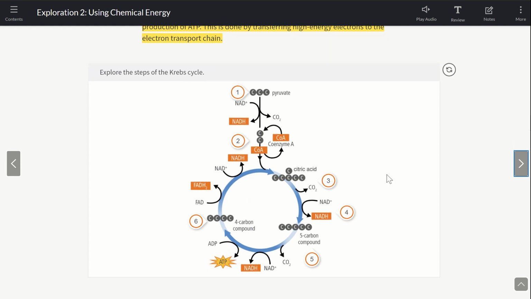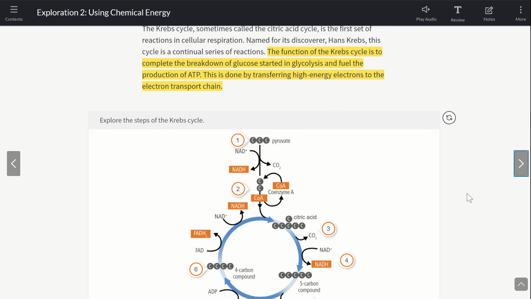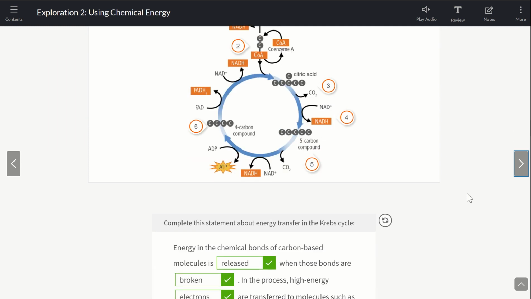And I don't want you to get too bogged down by this picture because there's a lot of things going on here. And I don't necessarily need you to be able to describe every single step of the Krebs cycle. All I really need you to know is this last part. The whole point of the Krebs cycle is to complete the breakdown of glucose and collect all of the electrons that were holding them together. All those carbon bonds have electrons holding them together, and it's important that we break those apart so that we can collect the electrons that are trapped inside and ultimately take them to the last stage of this process.